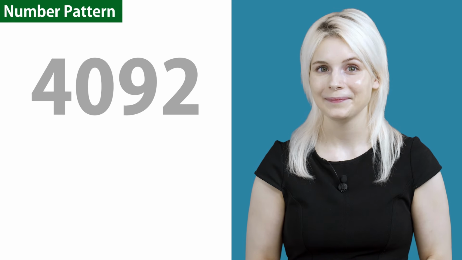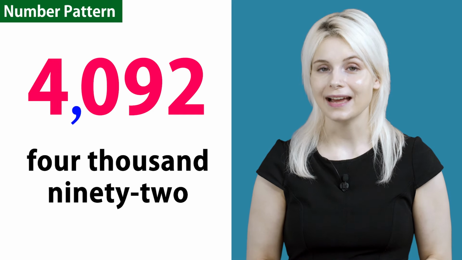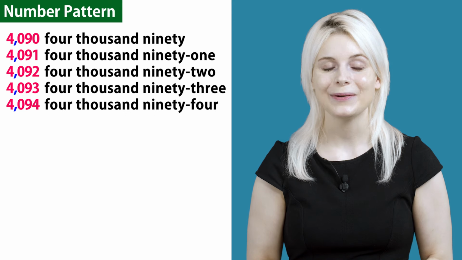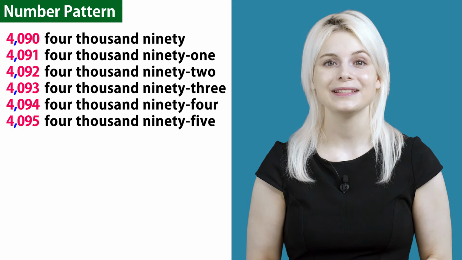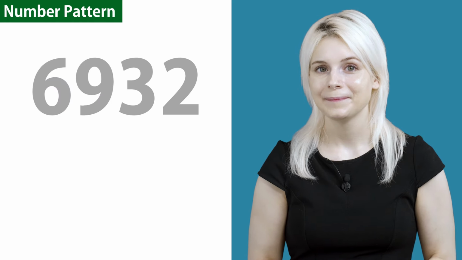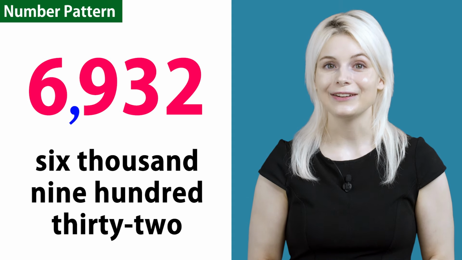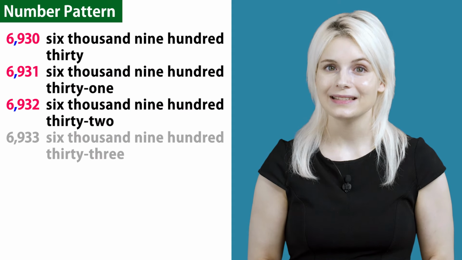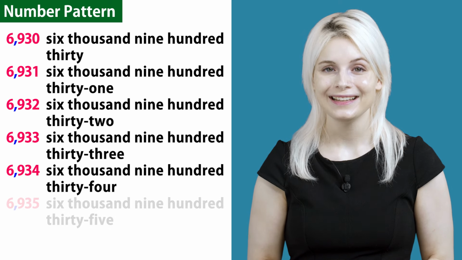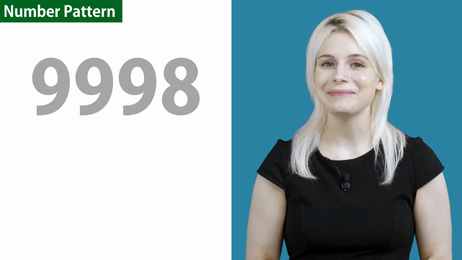And this number. 1, 2, 3, comma, 4,092. Next would be 4,093, 4,094, 4,095, and so on. Let's try this number. 1, 2, 3, comma, 6,932. Next would be 6,933, 6,934, 6,935, and so on.